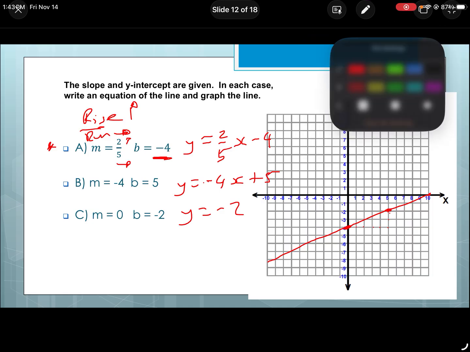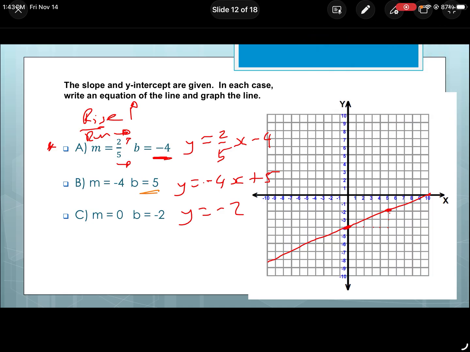What about the next one? Again, we know where to start. We start at 5 on the y-axis. And then we have a slope of negative 4. Oh, that's not a fraction. That's okay. Just make it over 1. Every number can be written as a fraction by putting it over 1. So then, for every 1 I go right, I'm going to go up negative 4.